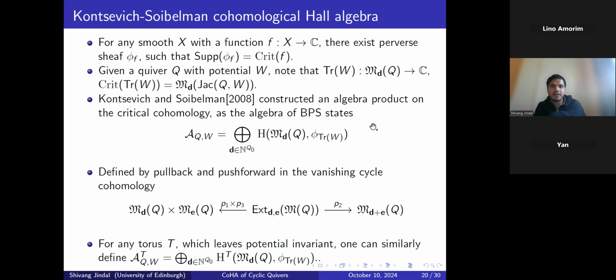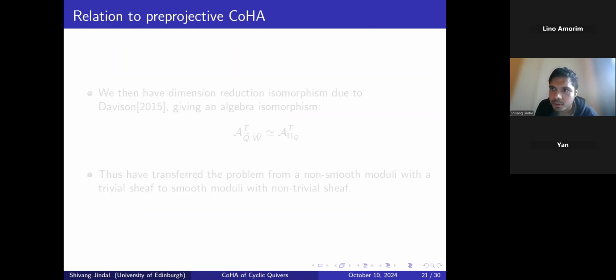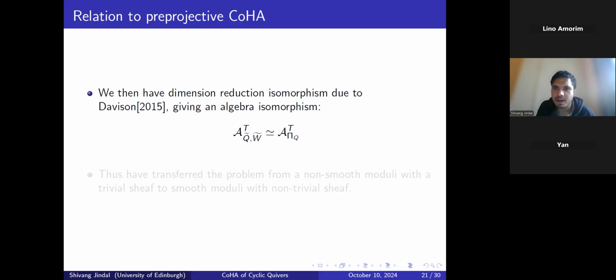So I defined this new algebra coming out of any quiver with potential, and now I will explain how it is related to our work with the preprojective algebra. The point is that there is a dimensional reduction isomorphism, which takes this CoHA, the equivariant CoHA. This T here means that it is replaceable: we can take any torus, and in particular no torus also.